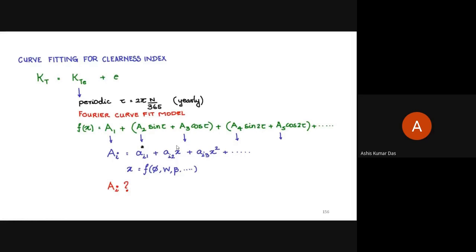Using this Fourier curve fit model, we try to estimate the clearness index for a particular location. Then we can find the clearness index for any latitude or any place neighboring the place where we have measured data available. So now, let us first propose a model. Here you can see KT is given by the KT estimate, which is the KT estimate equation we need to formulate now, plus the error.